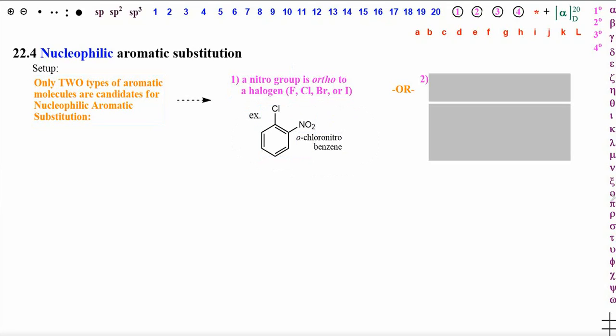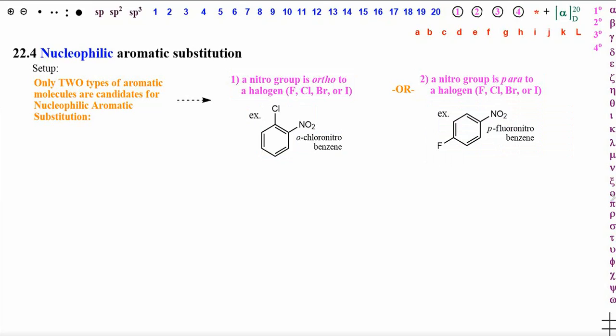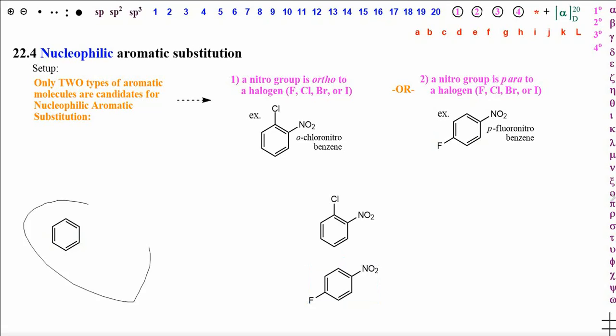And the other candidate for nucleophilic aromatic substitution is an aromatic compound that has a nitro group para to a halogen. Such as para-fluoronitrobenzene. So before we start, I would like to suggest syntheses of this molecule from benzene and this molecule also from benzene.